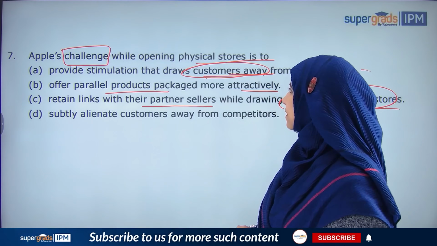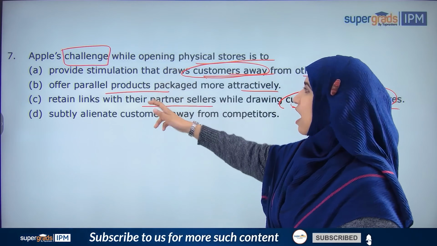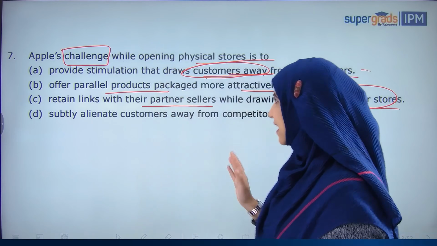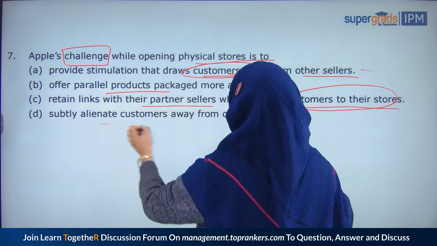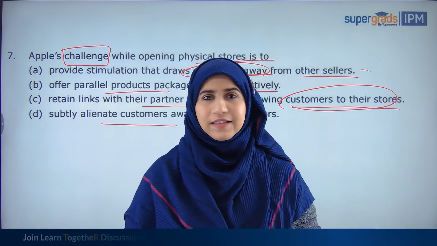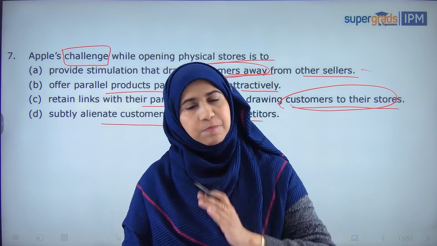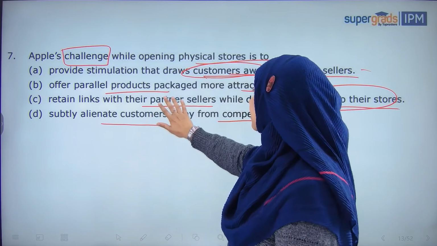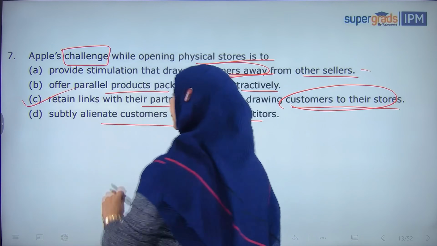A and B are not challenges, right? Subtly alienate customers away from competitors. Again, this is not there. Clearly, explicitly, it is mentioned that C is the right answer.